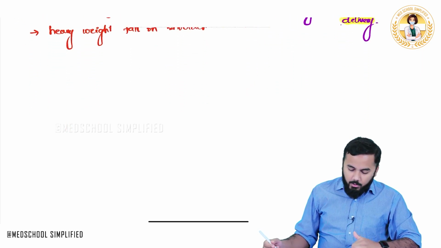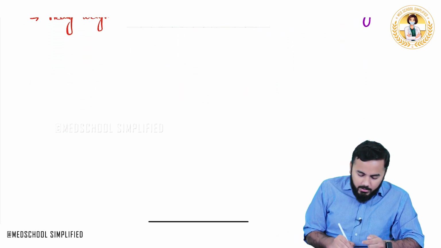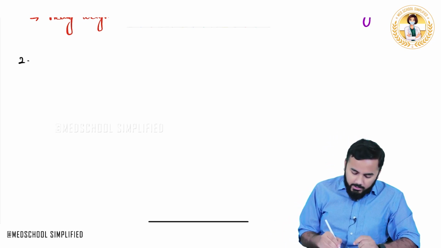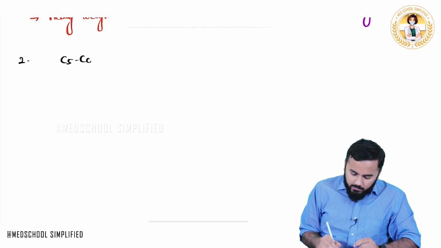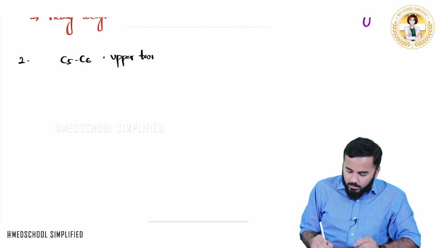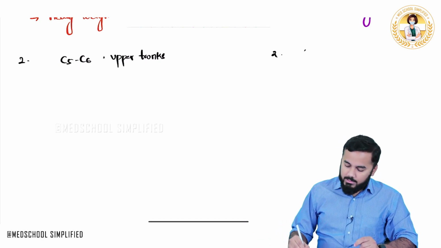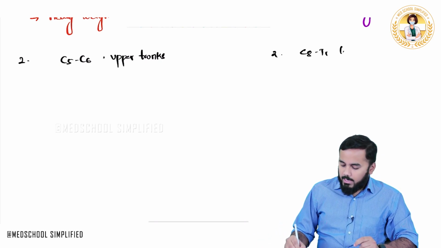Next important thing is, in Erb's palsy, what are the trunks that are affected? I told you that would be C5 and C6. These are called the upper trunks. And in Klumpke's, what will be the trunks that will be affected? That will be C8 and T1, the lower trunk.